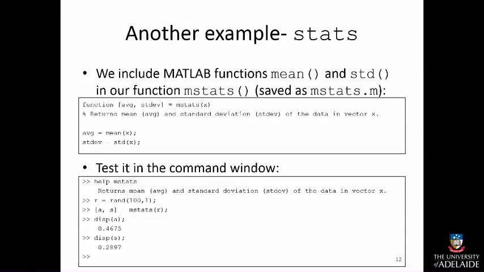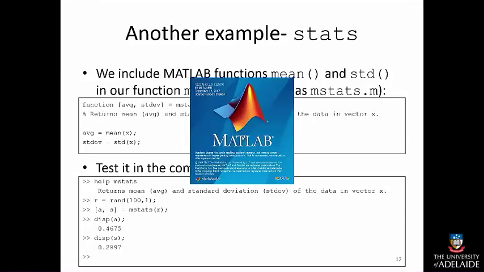Now, in this case, we have 2 return arguments, okay? One is the average, and the other one is the standard deviation. And then this is equal to mstats, which is the name of your function, and x is your input. Now, what this function is going to do is return the mean and standard deviation of the data in the vector x, okay? So we will test this in MATLAB in a bit.